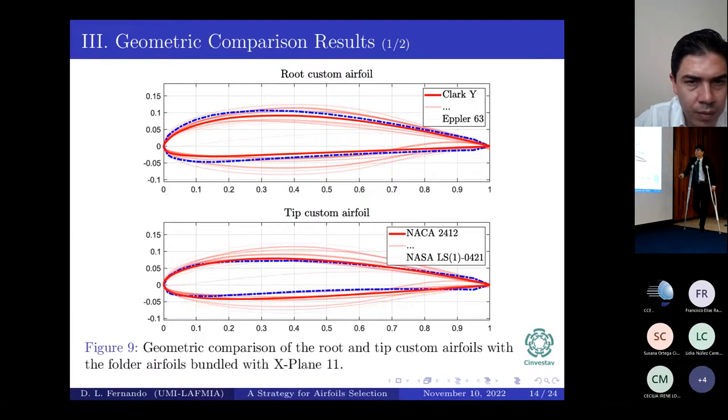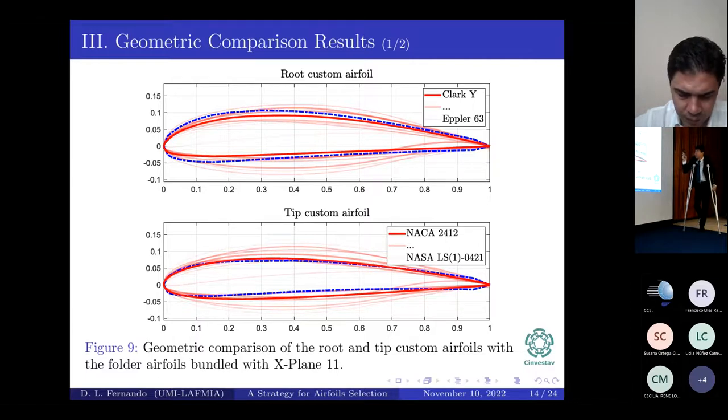So what do we got? We got the next geometric comparison results, in which for our custom airfoils for the wing, I have to mention quickly that it is formed in Playmaker by two airfoils, the root airfoil and the tip airfoil. The root airfoil is the airfoil which is at the base of the wing, and the tip airfoil is the airfoil which is the last part of the wing.